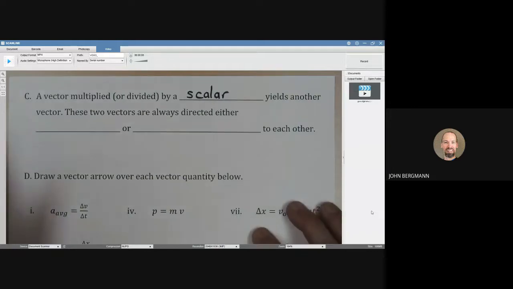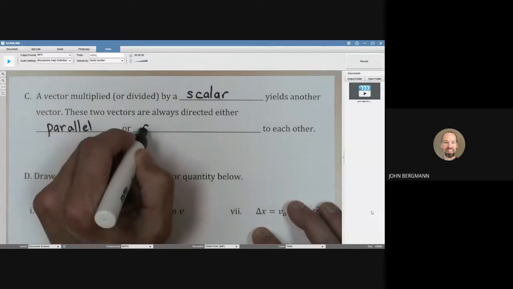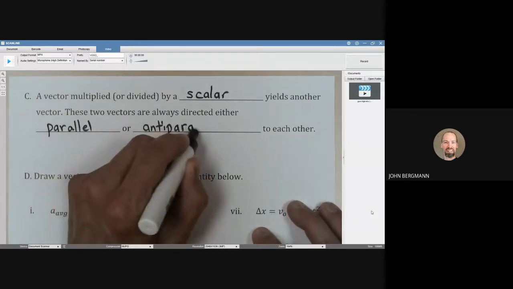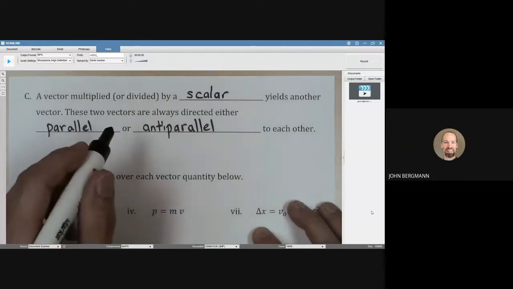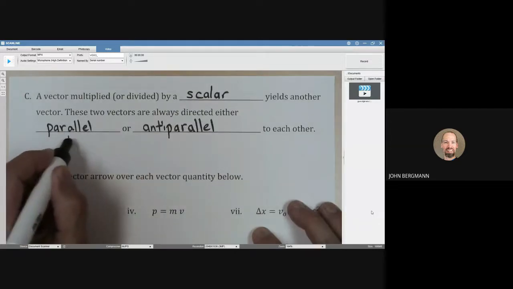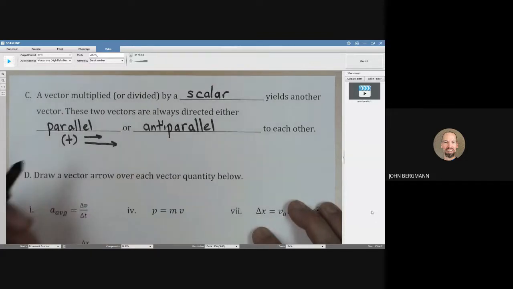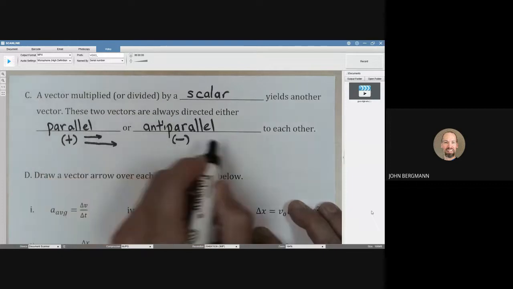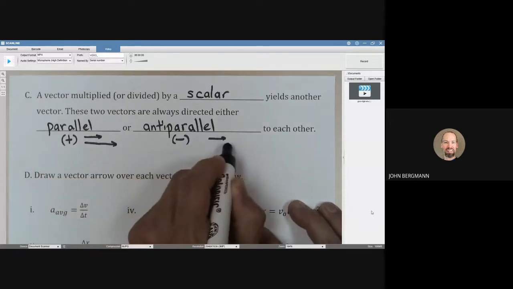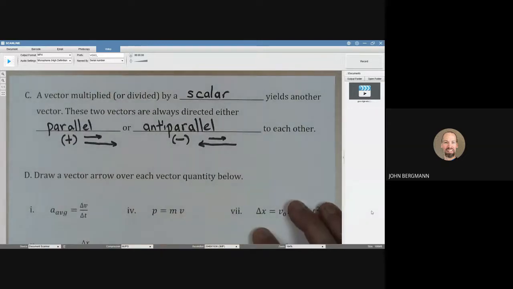These two vectors are always directed either parallel or anti-parallel to each other. If they're parallel to each other, the scalar would be a positive number. Should I draw some in here so you can make sure you got it? That's what we mean by parallel. Anti-parallel, one points one way, the other vector points the other way. So occasionally we'll get something like that as well.